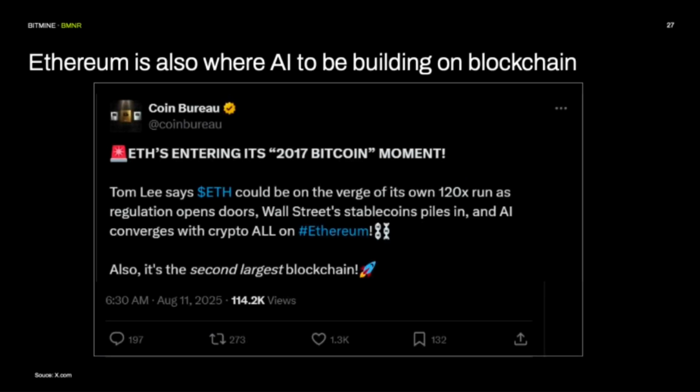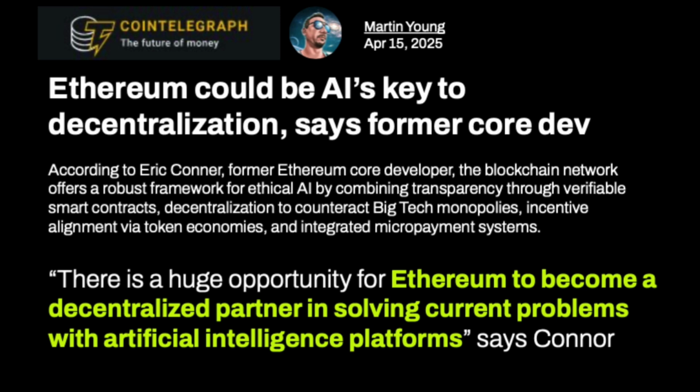Then the spicy page, Tom talks about a 2017-style 120K move as a thought experiment. It's meant to stretch imagination. Yes, it triggers some FOMO. He also references Ethereum's AI, a former core dev's view that ETH can be decentralized, transparent, verifiable rails for AI. That extends the story beyond finance into tech philosophy and data trust.